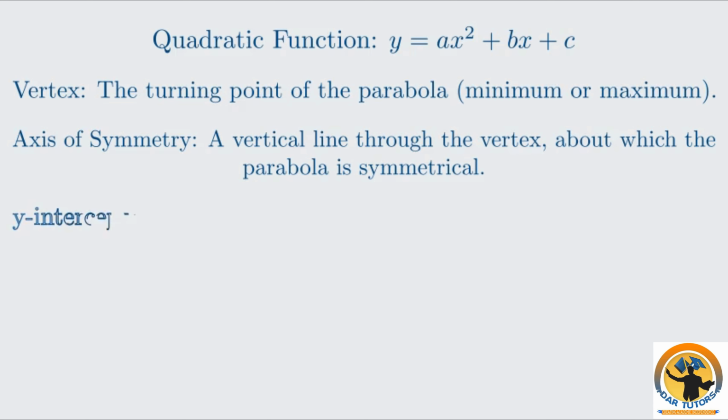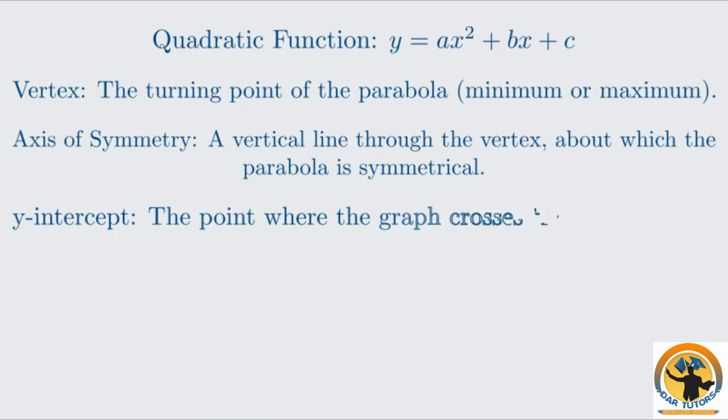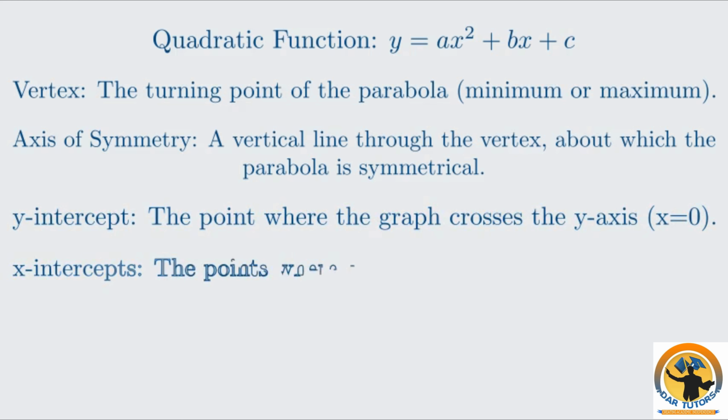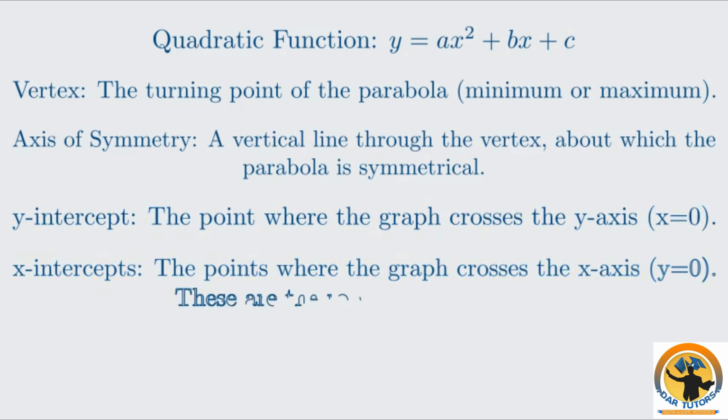The point where the graph crosses the y-axis is the y-intercept. This occurs when x equals 0, so its coordinates are always (0, c). The points where the graph crosses the x-axis are the x-intercepts. These are the roots of the equation ax squared plus bx plus c equals 0.